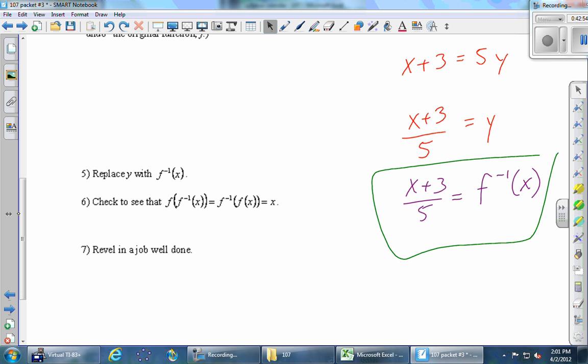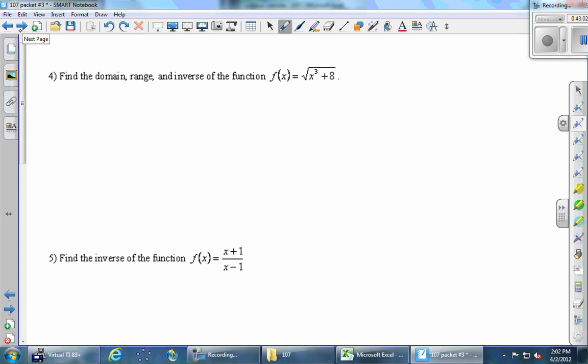Reveal, revel, we got a revel. Let's see, I need to, all right, here we go. Okay, got it? All right, next page.